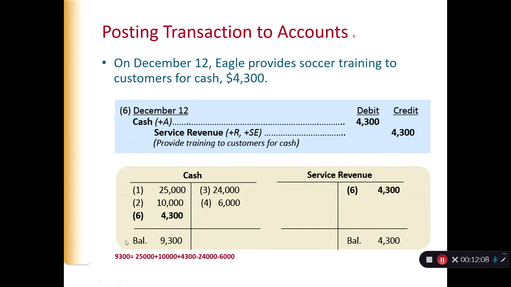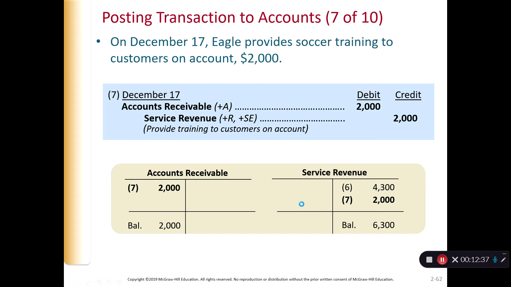So how did I get the balance of 9,300? It's because I add up all the debit side and minus the credit side for the cash account, okay? And the revenue, why is it a positive 4,300? Because revenue is actually a credit side balance account. Hence, when you're calculating a credit side account, which is liability and owner's equity, you use the right-hand side to minus the left-hand side. Okay, don't worry, we're gonna get there.